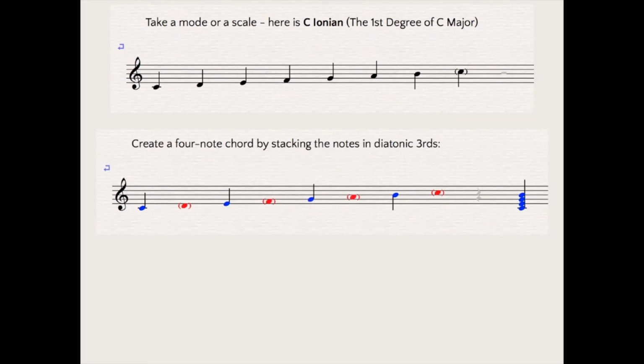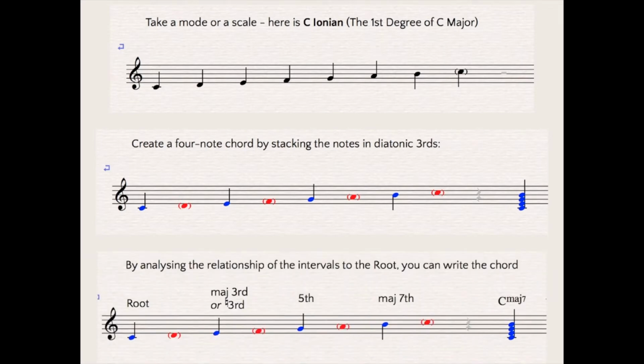Chords are constructed by taking a 4-note chord by stacking the notes in diatonic thirds, as you can see with the ones that are indicated in blue here. Diatonic third, diatonic third, diatonic third. In their most basic form, they just have the root, the third, the fifth, or the seventh. You then analyze those and work out the chord's quality.